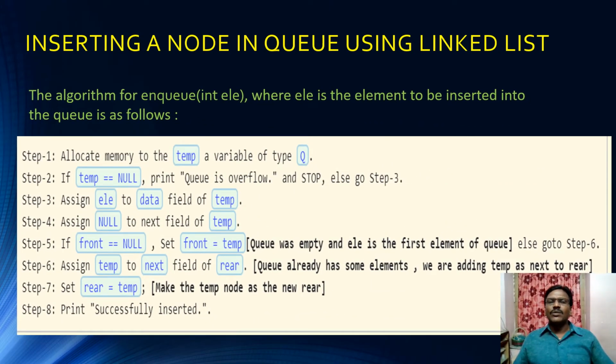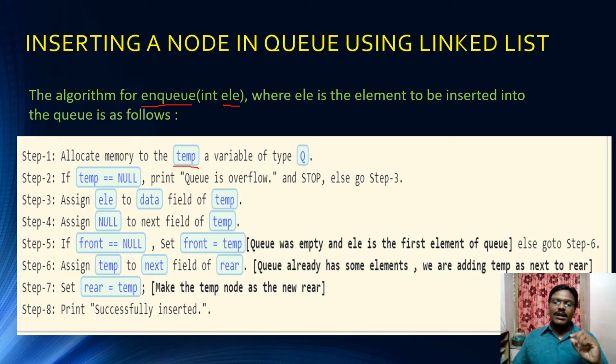Now insert a node in the queue using linked list. The algorithm enqueue. Enqueue is a function with ELE as an argument, the actual stored value, where ELE is the element to be inserted into the queue. Step 1: allocate memory to temp, a variable of queue type. Then step 2: if temp equal to null.